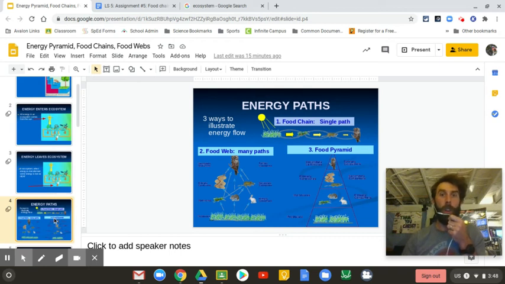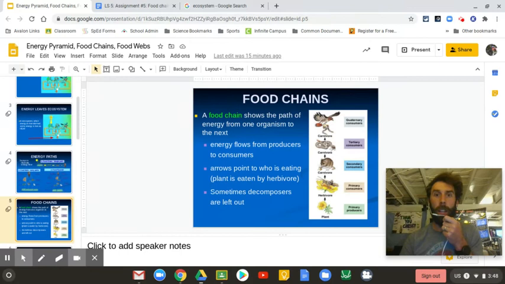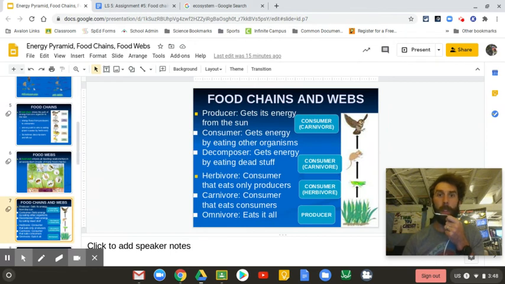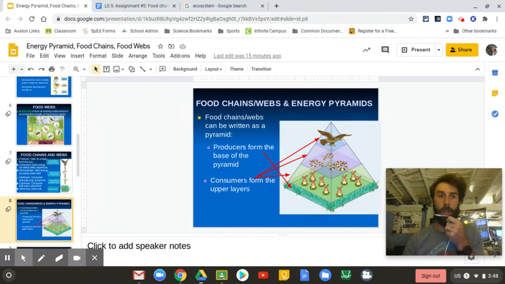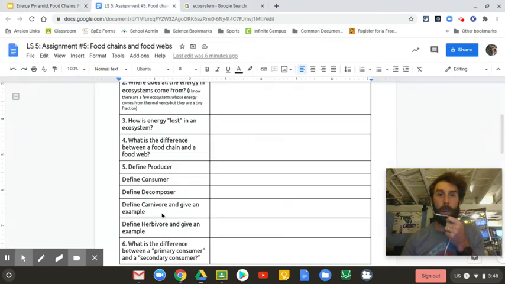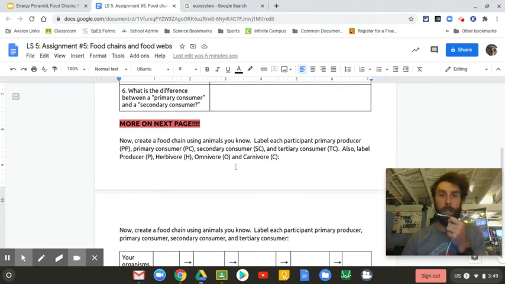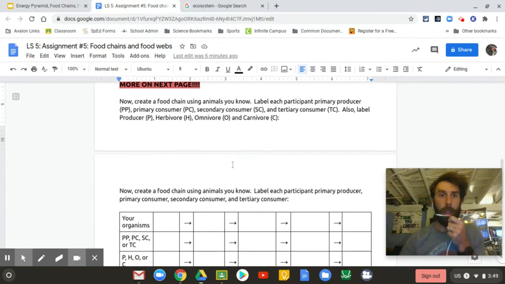Okay, so you're supposed to look at that. There are some definitions. So here's one food chain you could look at. Here's a food web. I want you to take some time to look at that. Here are all those definitions. I'm not going to read through them for you. But the next part of your assignment is what I really want to get at. Okay, what is the difference between a primary consumer and a secondary consumer? You should be able to answer that using the slideshow.